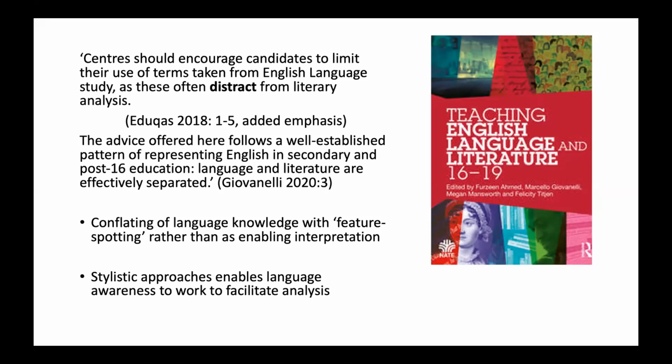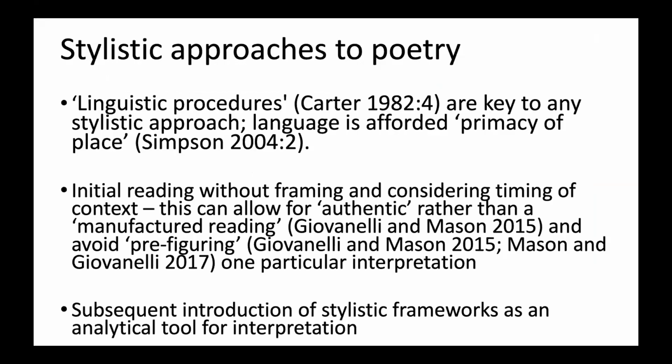And I think it's helpful to be aware of that, in order to know what you're up against, in a way, in order to think about justifying why we use language as a way in to looking sometimes at a poem. And hopefully I'll show why that can be useful today. So I'm not going to go too much into what Stylistics is, because I think Chloe's covered it already for you. But really it is this idea that linguistic procedures are key to any stylistic approach. And while that sounds quite complicated, what that means is that language is afforded, according to Simpson, primacy of place. So literature is just a type of language, and we're looking at it in that way.